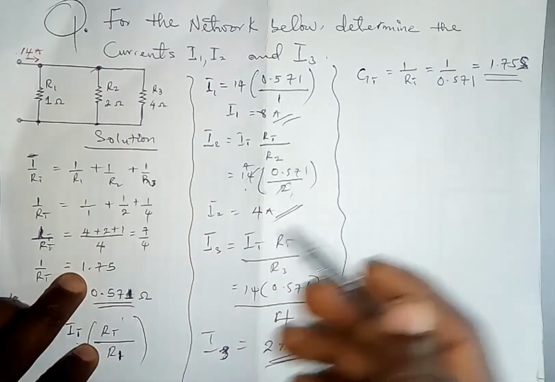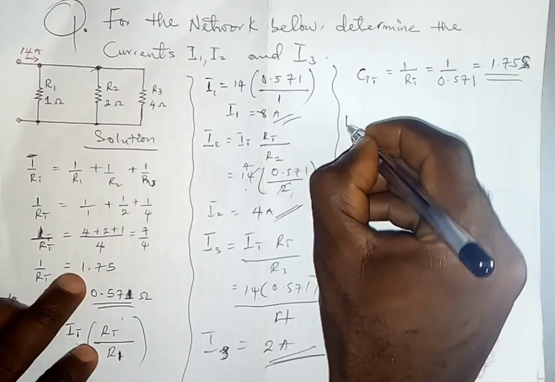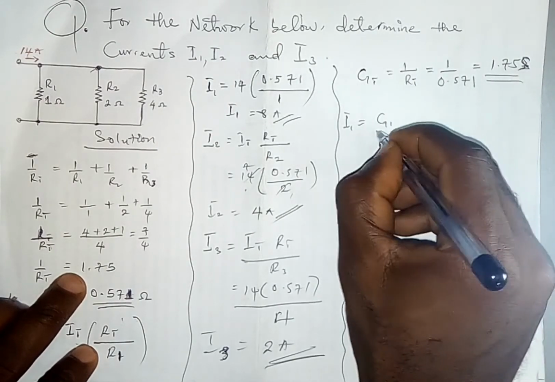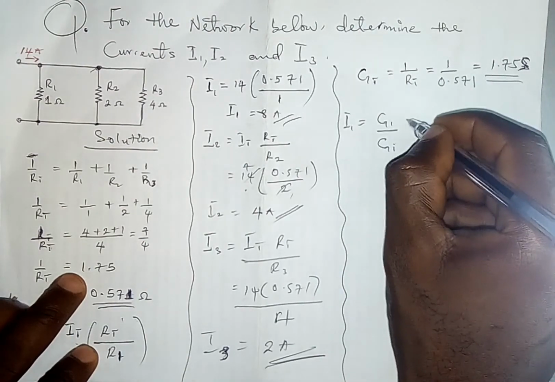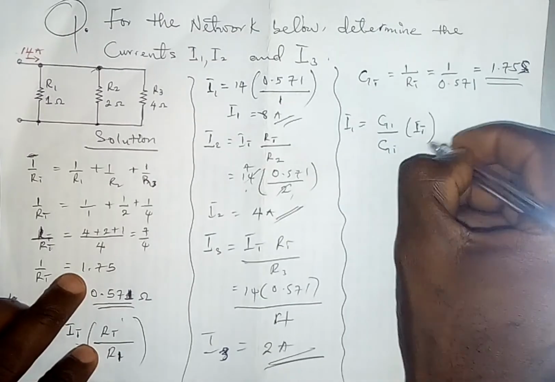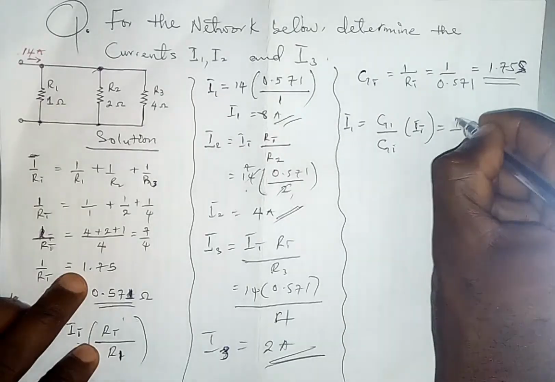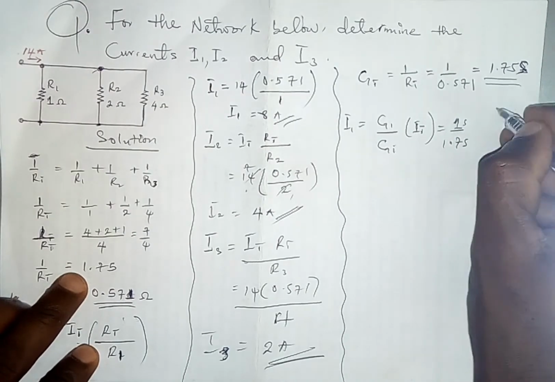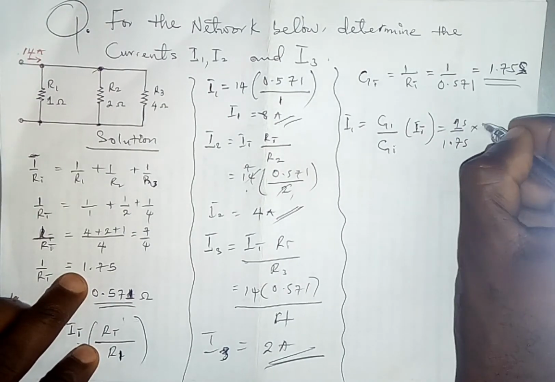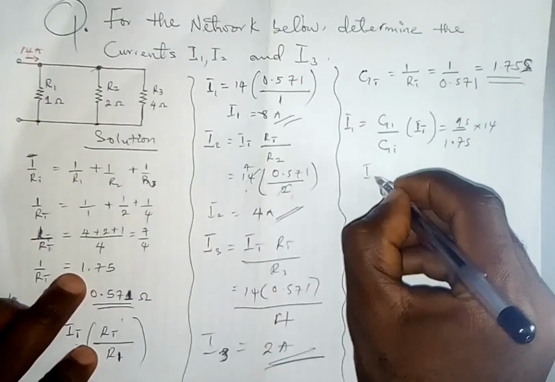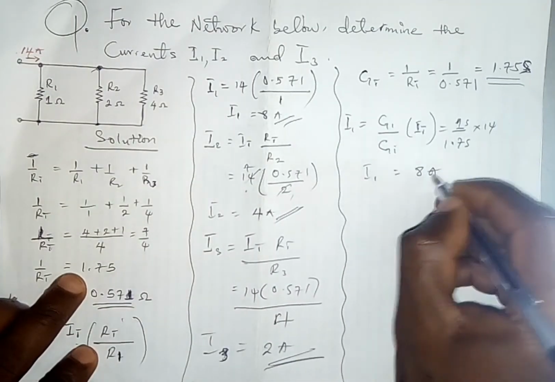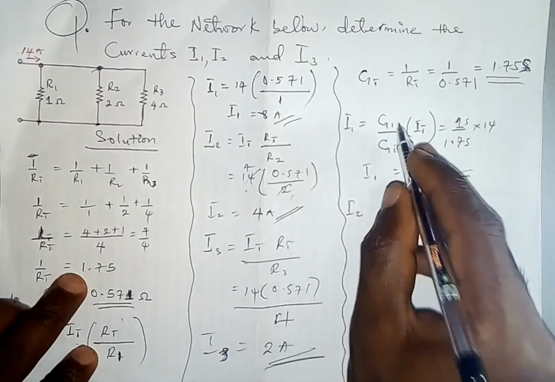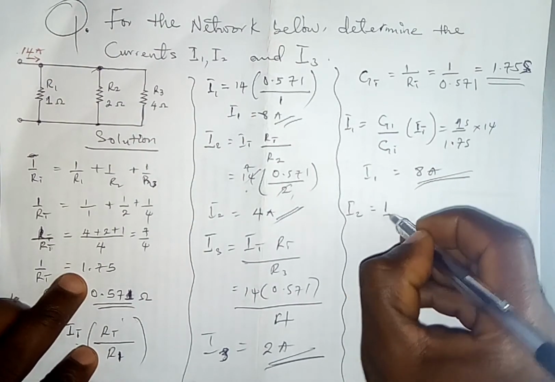So if we are going to apply this in terms of conductance, G1 over G total, multiplied by IT, is going to give us 1 divided by 1.75, multiplied by 14. So our I1 is still going to give us 8 ampere, so no matter what, it is approximately 8 ampere. Now if we calculate I2 as well using our conductance, we're going to have IT.